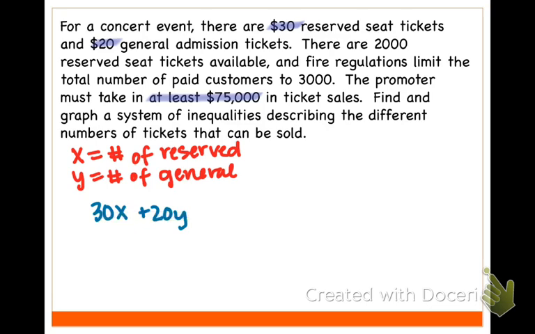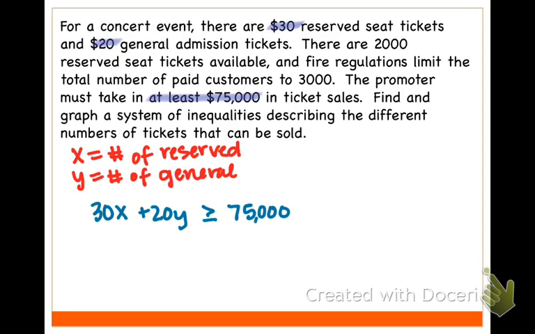And I need that to be at least $75,000. Well, at least means greater than or equal to. It is the lowest it can go. It can equal it, but that is the lowest it can go. I want it to be larger, but it can be equal to 75,000. So this is one of my inequalities right here.